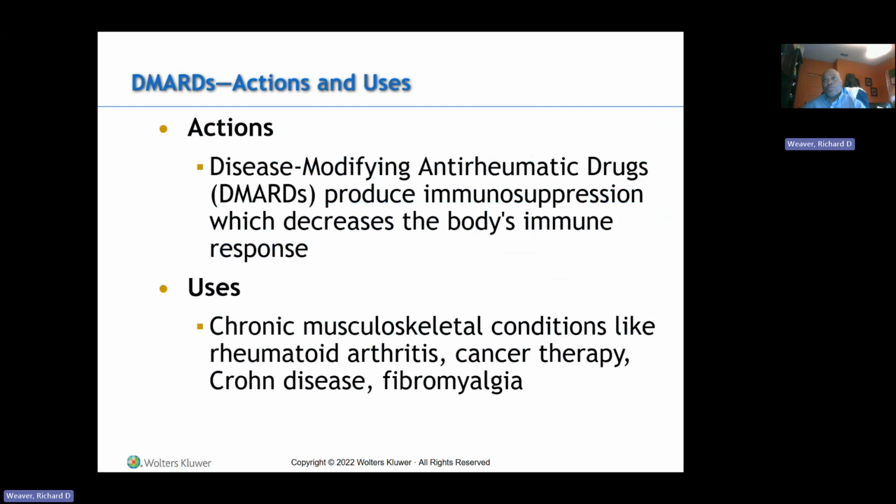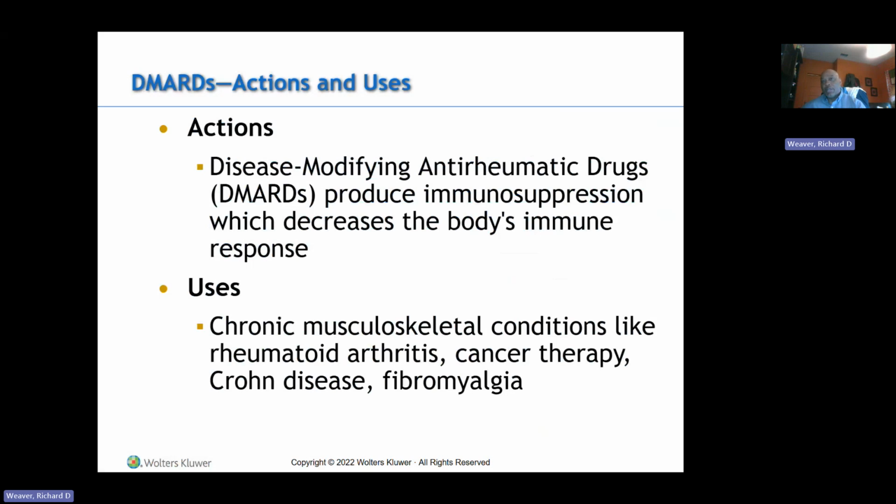Now, these drugs have properties that produce immunosuppression. So you're trying to make the immune system weaker. You're trying to suppress it because remember, it is the immune system that is attacking one's own body. So our goal here is to weaken the response of the immune system, and this will in turn, of course, decrease the body's autoimmune response. All right, we're trying to quiet down that autoimmune response, which is again attacking the individual's body. So in RA treatment, the DMARDs are useful for their immunosuppressive ability.